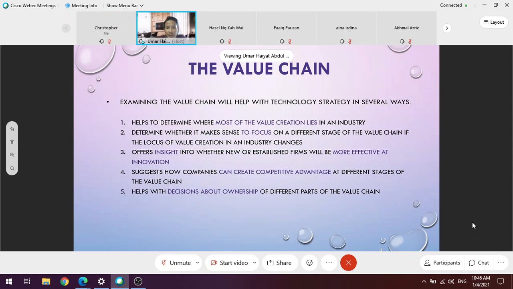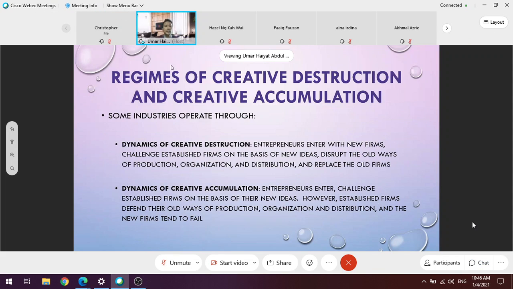Okay, I think it's almost done for this kind of thing, and then the next part that we're going to discuss is with regard to this one. Okay, so the regime of creative destruction and creative accumulation. So some industries basically operate through the dynamic of creative destruction. So that means entrepreneurs enter with new firms, challenge established firms on the basis of new ideas, disrupt the old ways of production, organization and distribution and replace the old firms. So apa contohnya kalau dekat sini? When we try to look from the perspective or dynamic of creative destruction, can anyone give an example?